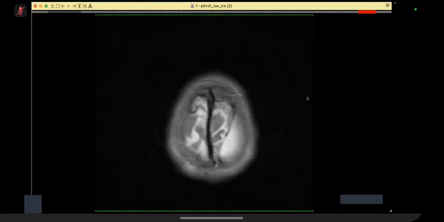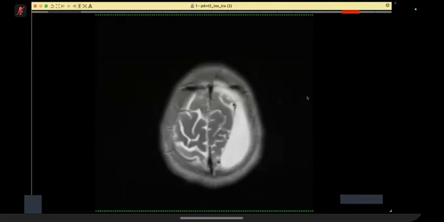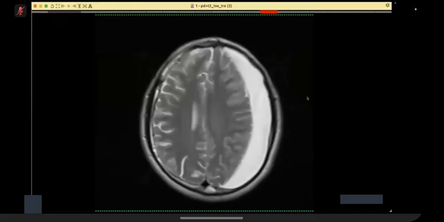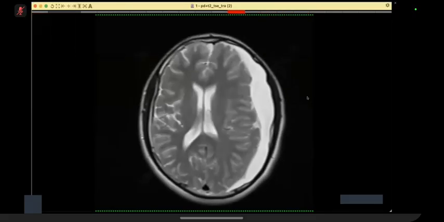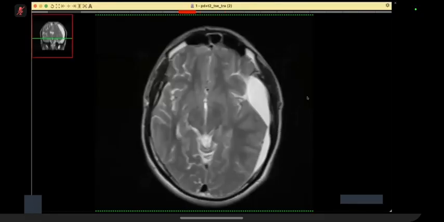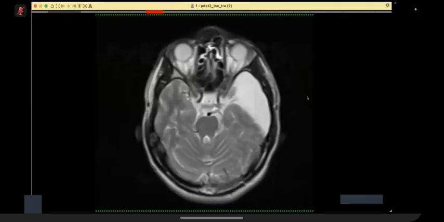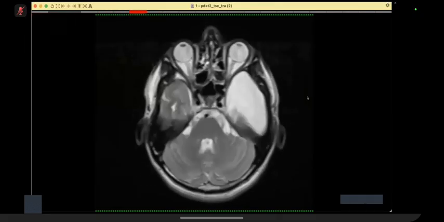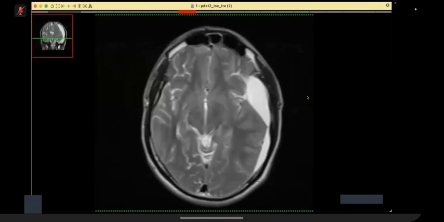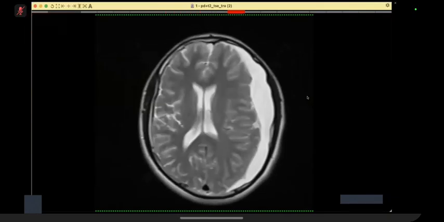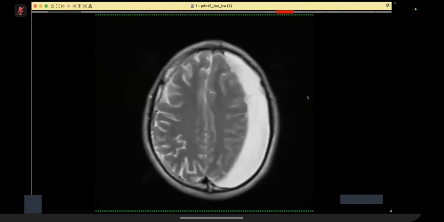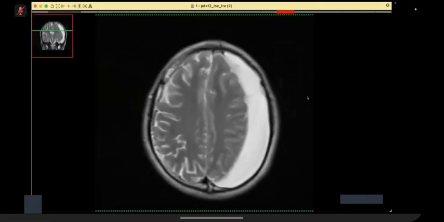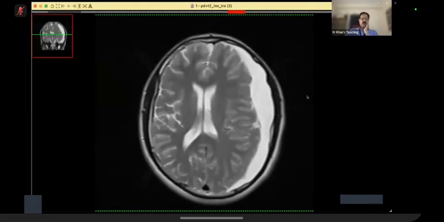Yeah. So this is an axial T2 of a young patient complaining of a headache. I can see there is a concentric shaped fluid density extra-axial space causing mass effect on the temporal parietal lobes. So there is no history of trauma in this patient, right? No history of trauma.